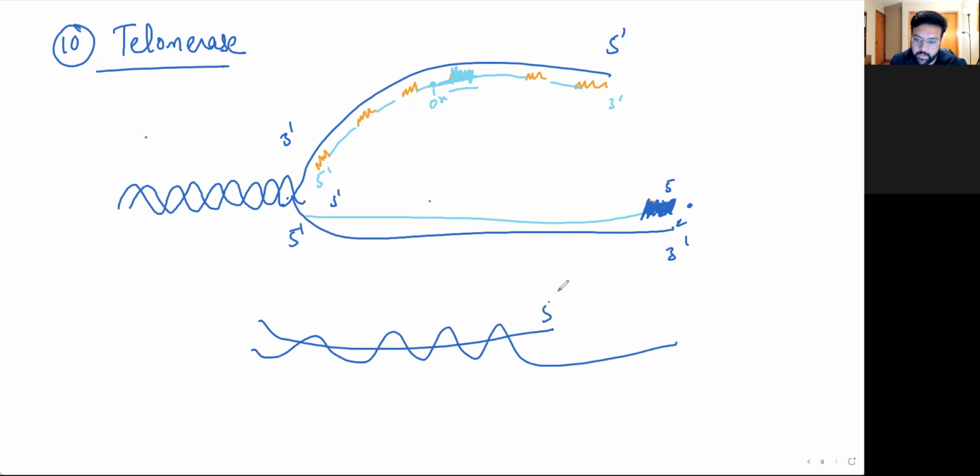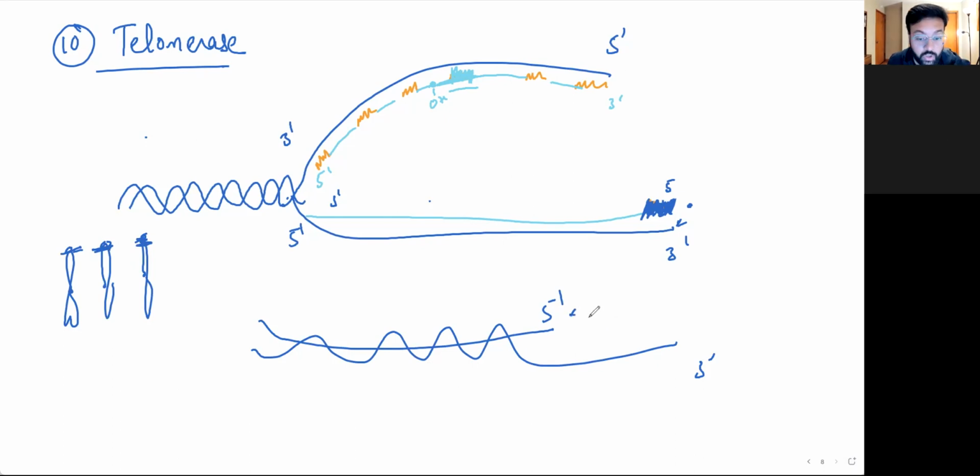This is the 5' end. This is the 3' end. This end got shortened because you were not able to do anything extraordinary here, because there was no hydroxyl group here. So this part will keep on getting shortened. So telomeres are the ends of the chromosome. These are the telomeres, which are the ends of the chromosome. With every replication, the ends of the chromosome will keep on getting shortened like this.